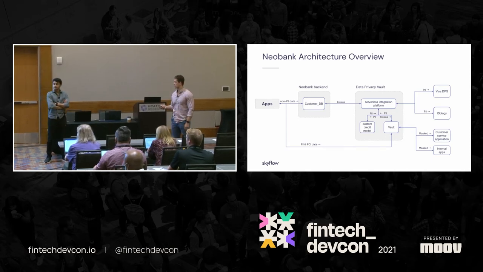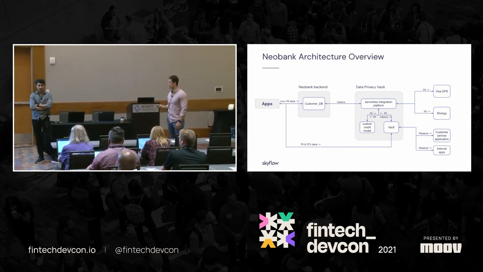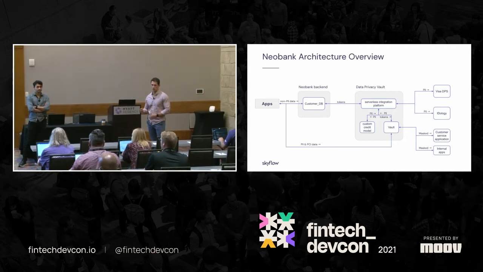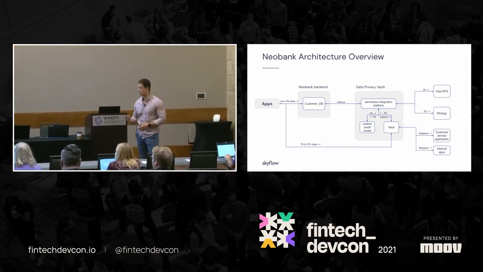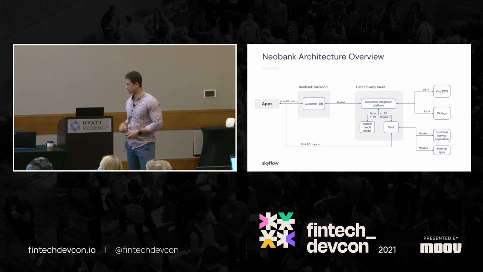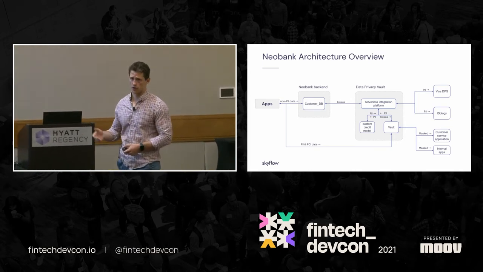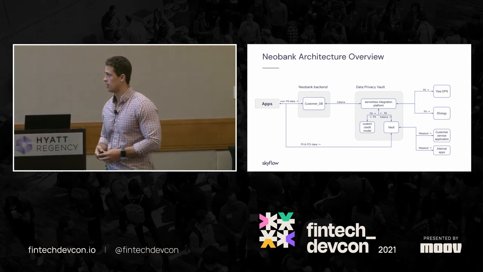Sure. So I think the question, if I understood correctly, was when you're collecting data, sometimes you don't know if it's private or sensitive or not. How do you make this distinction between do I send it directly to the vault or do I put it into my database? I think it's a great question.